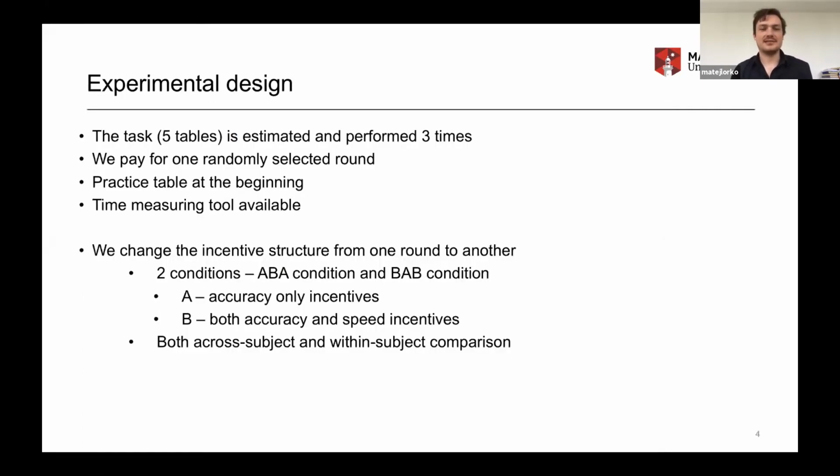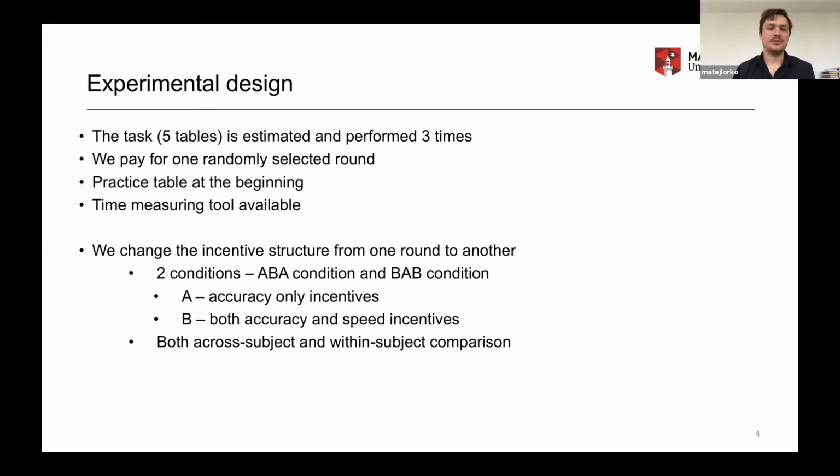So the actual task is not one table, but 5 tables, right? 5 distinct tables. In each of them, they do the very same thing. And importantly, we repeat the task 3 times, right? They first estimate how long it's going to take them to finish the first round, that is 5 tables, and then they do it. Then they get feedback, and then we say, okay, now the second round, you do exactly the same thing. Obviously, a little bit different tables, but basically the same thing. And then they do it for the 3rd time. And then at the end of the experiment, we pay for one randomly selected round.